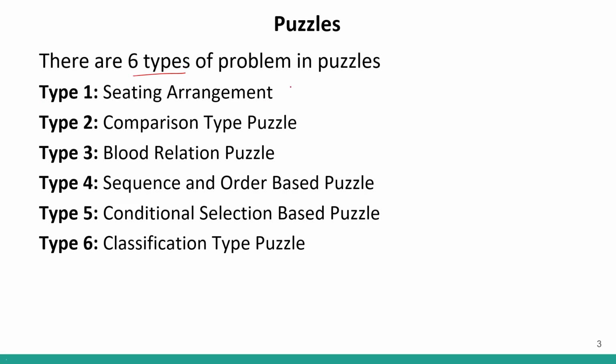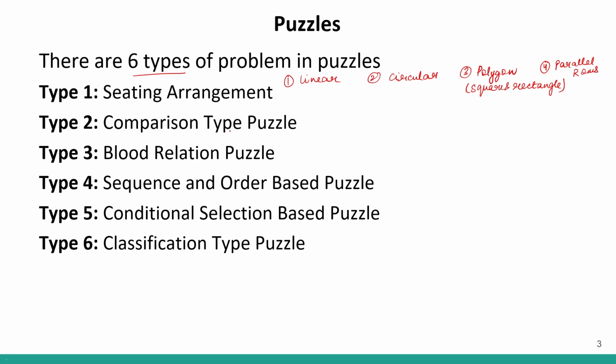Type 1 was seating arrangement. In seating arrangement, we also discussed that 4 types of problems are there. First is your linear seating arrangement. Second is your circular seating arrangement. Third is your polygon seating arrangement. In polygon seating arrangement, 2 shapes are very common, that is square and rectangle, correct? Square and rectangle. And then we studied seating arrangement in parallel rows. So these are the types of questions that can be formed in your seating arrangement, correct?